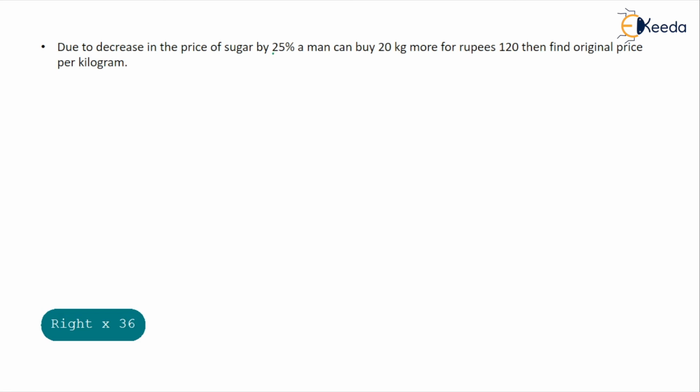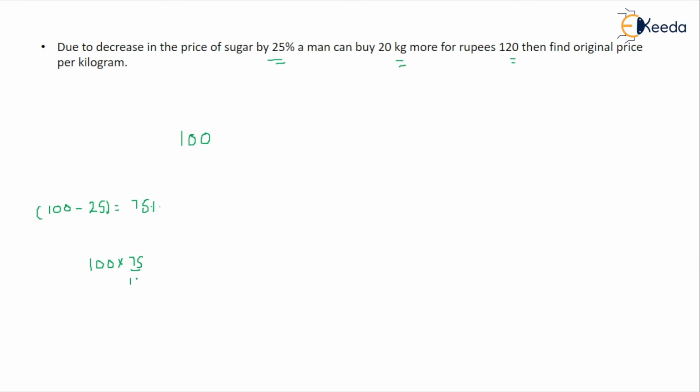Okay, so here is a question. Due to decrease in the price of sugar by 25%, a man can buy 20 kg more for rupees 120. Then find the original price per kg. So earlier, suppose the price of sugar was 100 and there is a decrease by 25%. As I told you, every person is 100% itself. So decrease means minus 25. So it will be 75% of that number that we assume, that is 100. So this comes out to be 75.